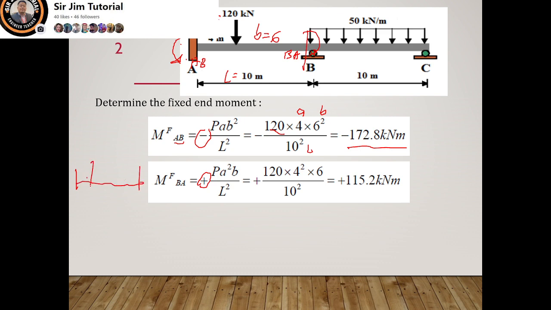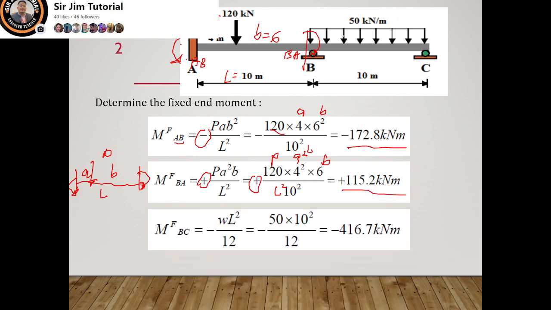Again, this is P, this is A, this is B, this is L. Here is anti-clockwise, and this one is clockwise. That's why it's positive. We substitute the value P, A squared, and then you have B, and then you have L squared. Then we can compute this one.